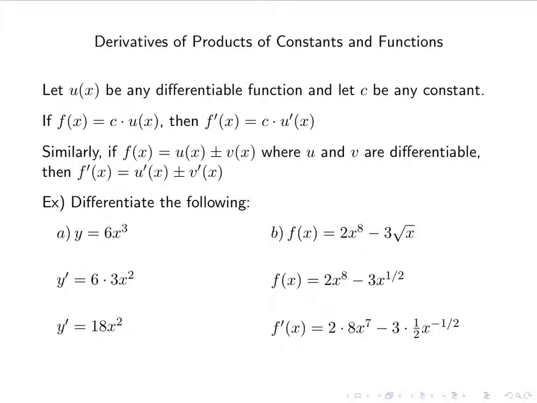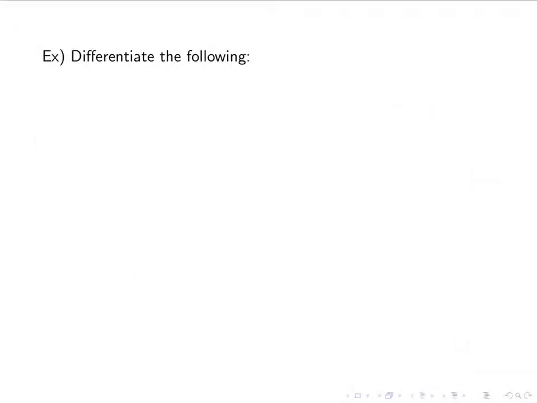So again, I'm going to pull out my coefficients and differentiate just the x to the power. So x to the 8th becomes 8x to the 7th, and the x to the 1/2 will become 1/2 x to the negative 1/2. Then I'm going to clean this up by doing out the actual multiplication. So I get f prime of x is 16x to the 7th minus 3/2 x to the negative 1/2. And we're going to do 4 more examples.